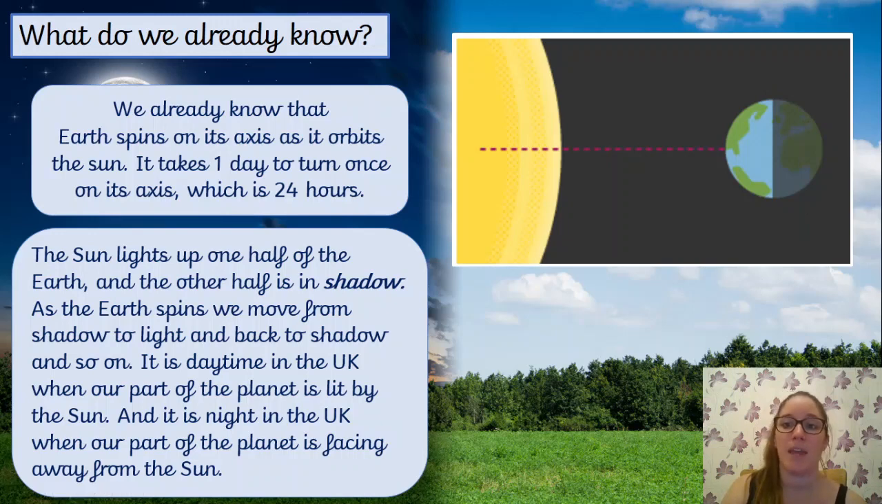As the earth spins, it goes from shadow to light to shadow to light because it's spinning on its axis. When it's daytime in the UK, the sun is shining on our part of the earth. When it's nighttime, we're in the darkness, we're facing away from the sun. Which is how we get day and night. If we're facing away, it's nighttime. If we're facing the sun, it's daytime. It's daylight. We've got light. The sun's light is reflecting onto the earth.